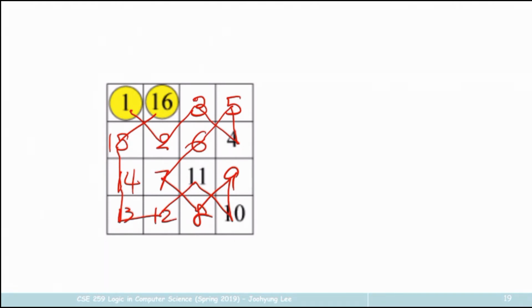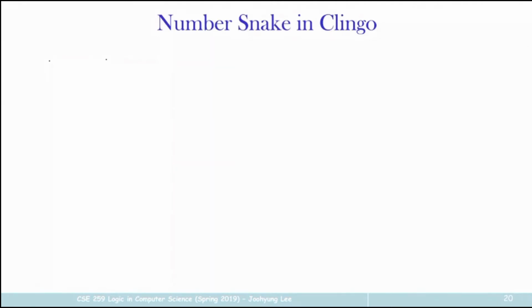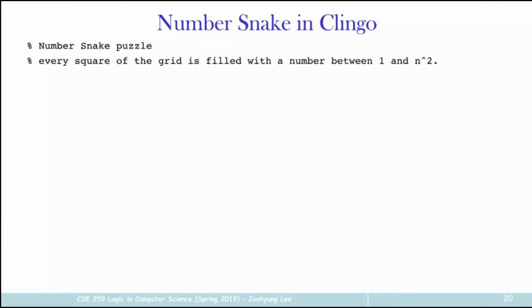Okay, so how do we solve this puzzle in Clingo? Maybe I should have given 5 by 5. All right, number snake in Clingo. So same as before, let's try to formalize it. Here we have an n by n grid, and we have to place the numbers from 1 to n squared, right? Okay, all positions have to be occupied.